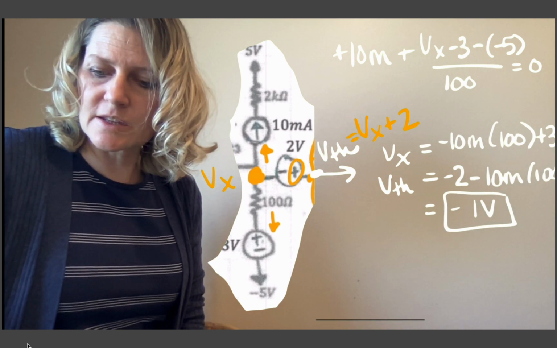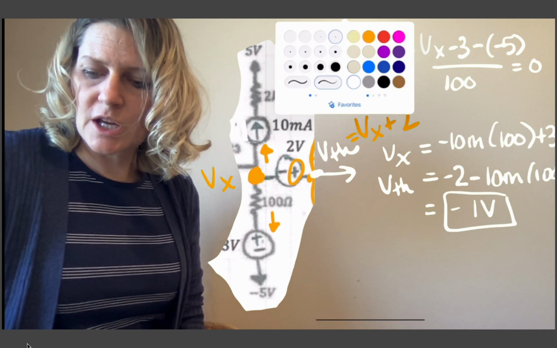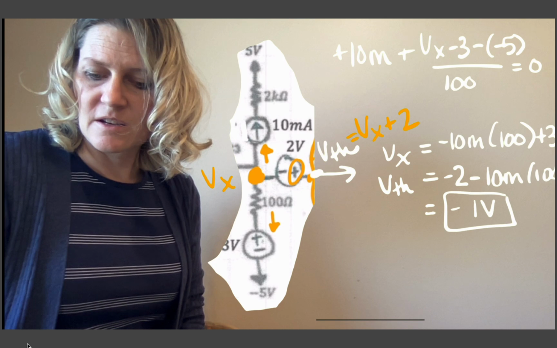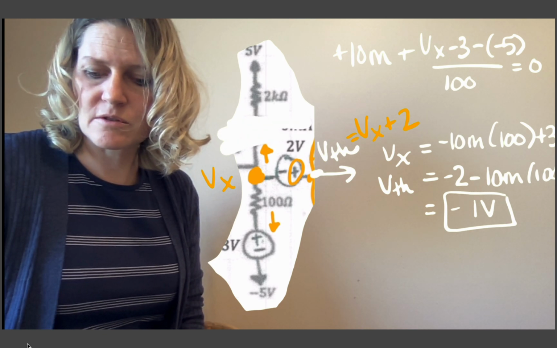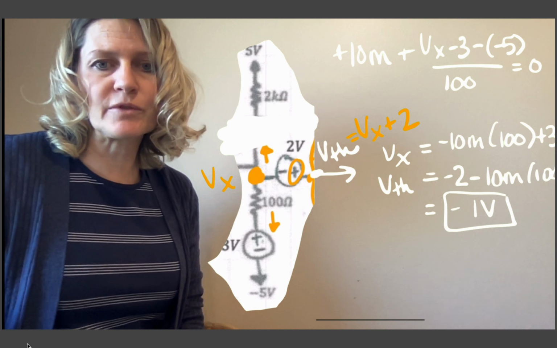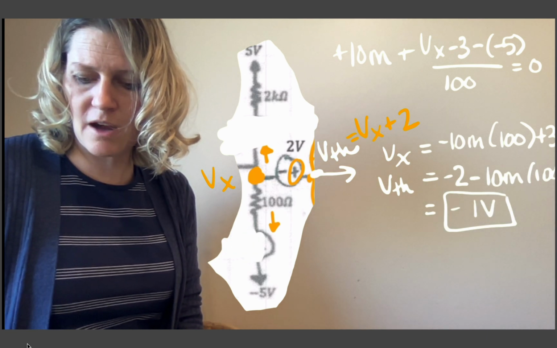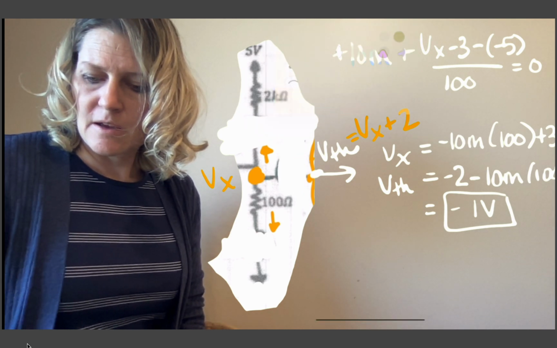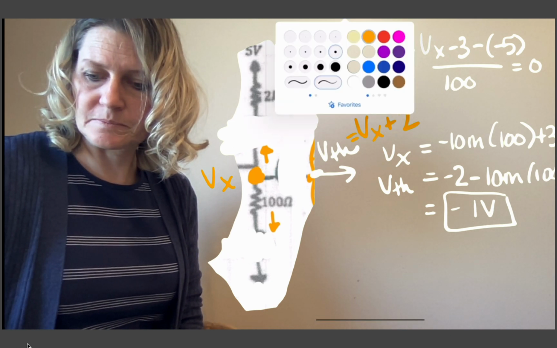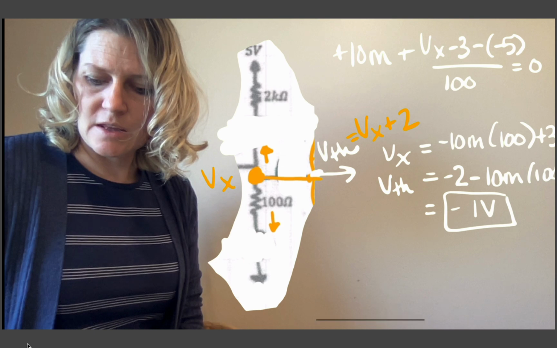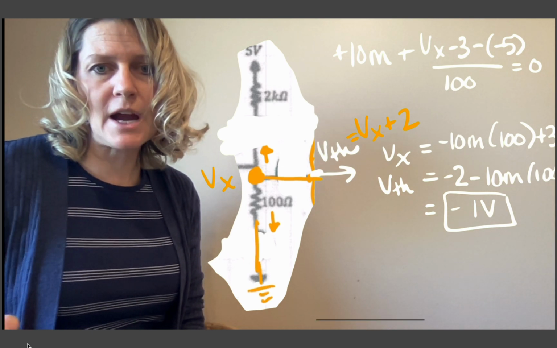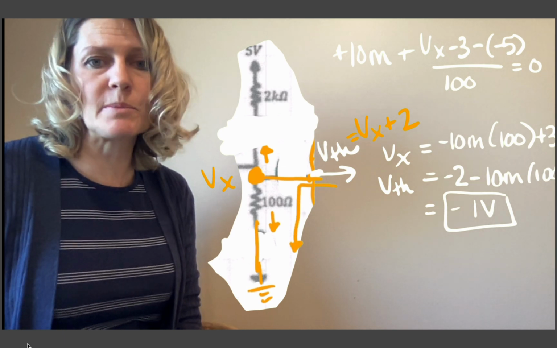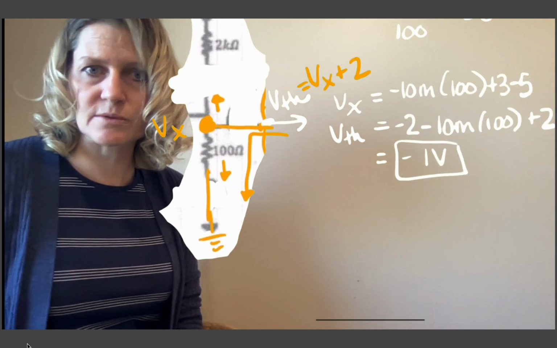And then to look at RTH, I'm going to open up this current source. So that 2K now becomes floating, and the voltage sources will become a wire. So this will be a wire, and then this will be a wire, and then that goes as a wire to ground. So my only path from here to ground is through the 100 ohms, and so RTH will be 100 ohms.